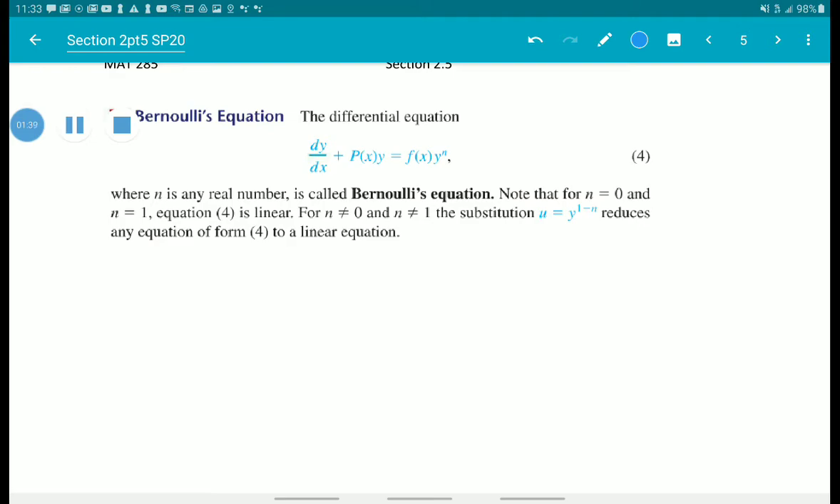So how do you solve a Bernoulli equation? To solve a Bernoulli equation, we're going to use the substitution u = y^(1-n). What that's going to do is reduce this to a linear equation. And then sometimes you'll be able to use separation of variables. More often than not, you'll have to use the process to solve a first-order linear differential equation. So let's look at an example.